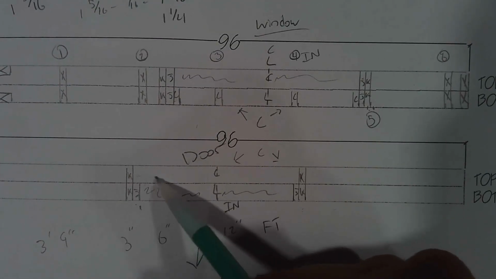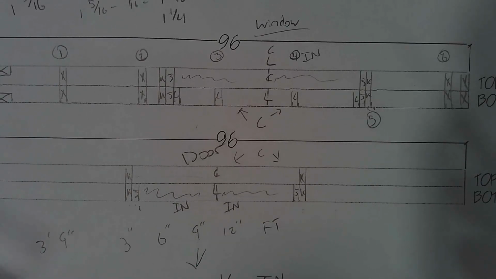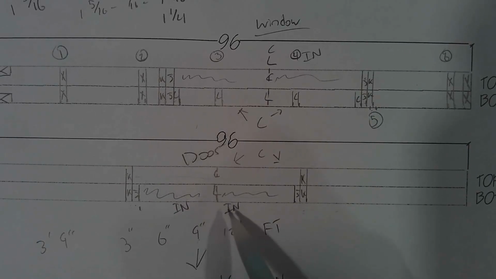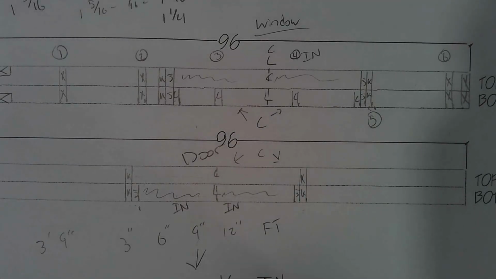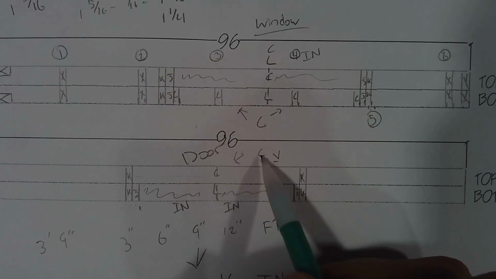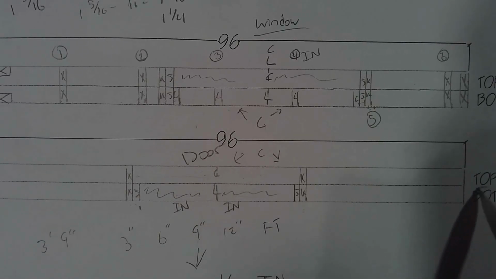Right here is where your header would go on top, and then the bottom would just be kind of blank. We know obviously we do not want to put any cripples here on the bottom, because then you would walk into your cripple as you enter the doorway, which we don't want to do. So again, cripples for a window go on the bottom. Cripples for a door go on the top plate.